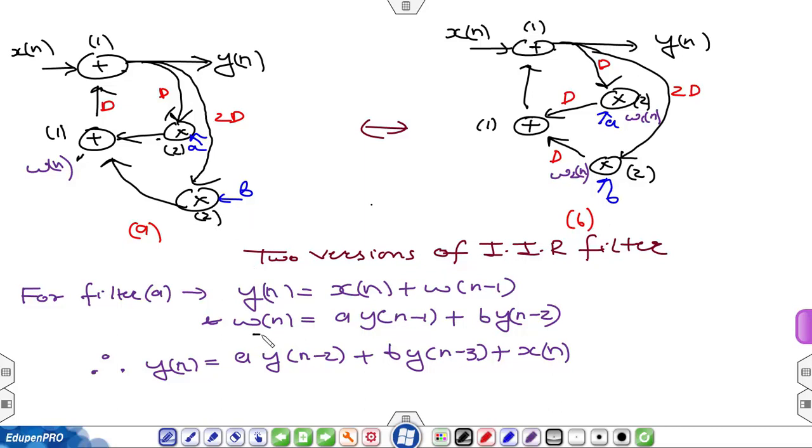So w[n] is the sum of a*y[n-1] plus b*y[n-2]. Substituting this into the equation, the final equation is y[n] = a*y[n-2] + b*y[n-3] + x[n]. So this is the mathematical representation of filter A.